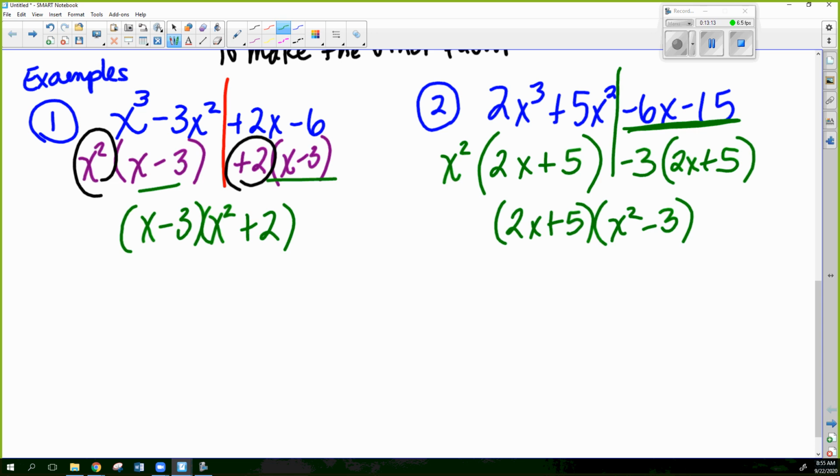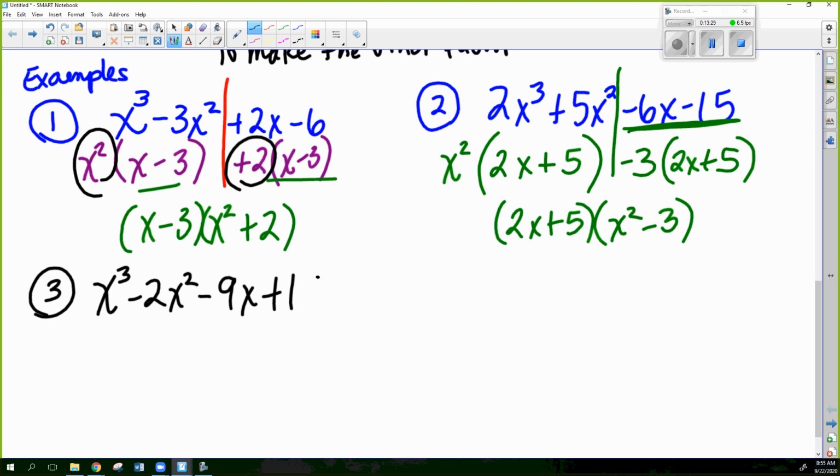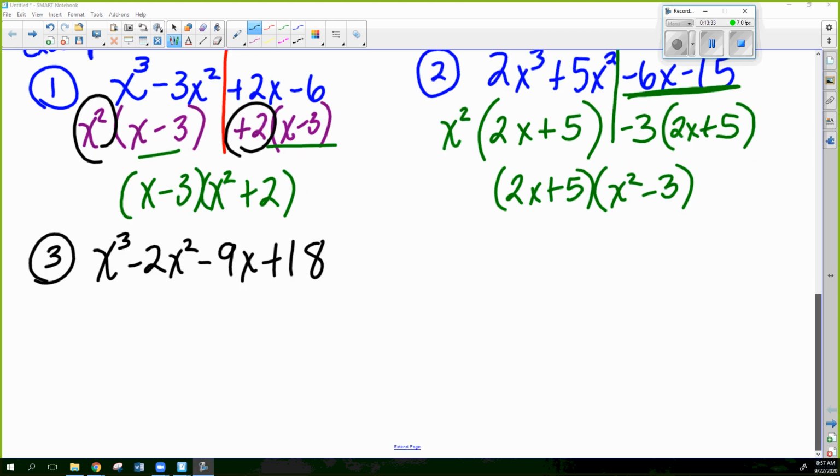Questions? You ready to try one on your own? All right, number 3. X cubed minus 2x squared minus 9x plus 18. Okay, so let's run through this one. Just like before, we're going to cut it in half.